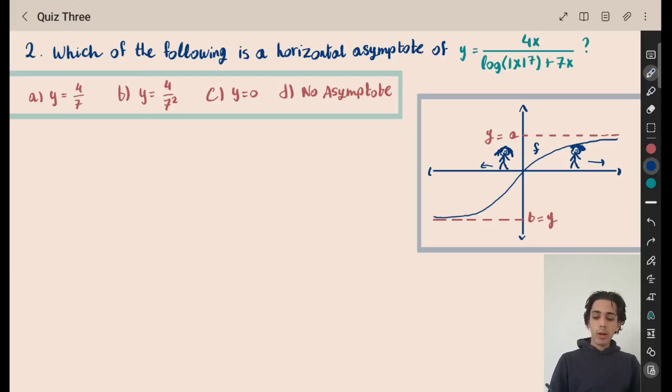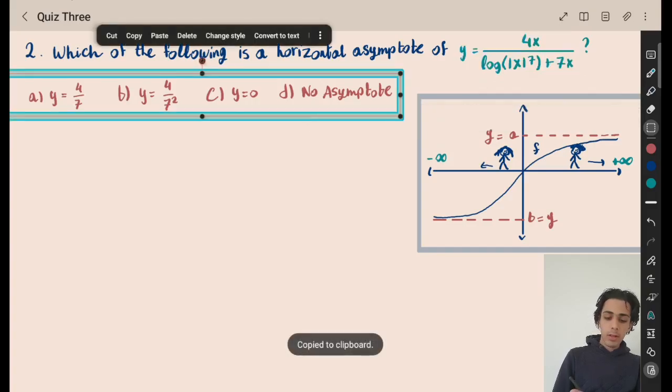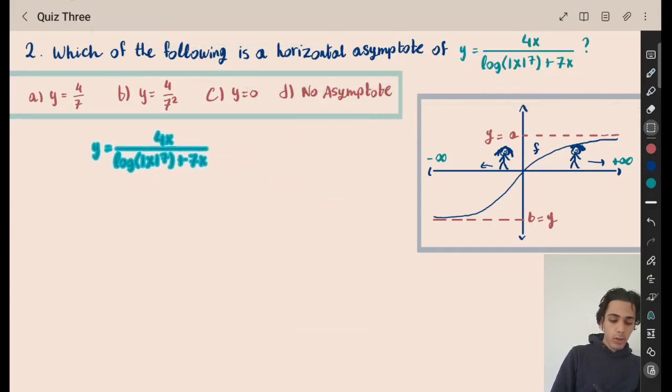And when I say no matter how far you go on the x-axis in this direction or in that direction, this is the direction of minus infinity, and that is the direction of positive infinity. So, if we want to find the horizontal asymptotes of this function, we better consider the limits as x goes to plus or minus infinity. So this is what we want to find.